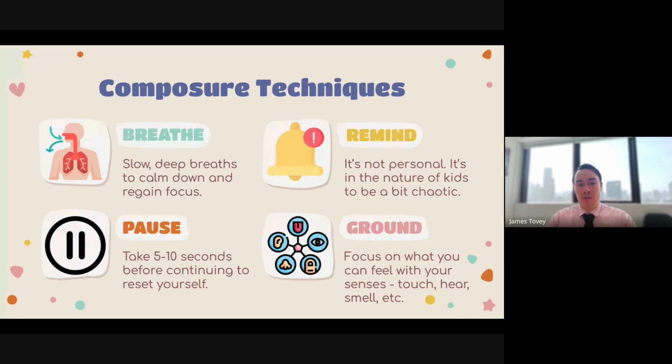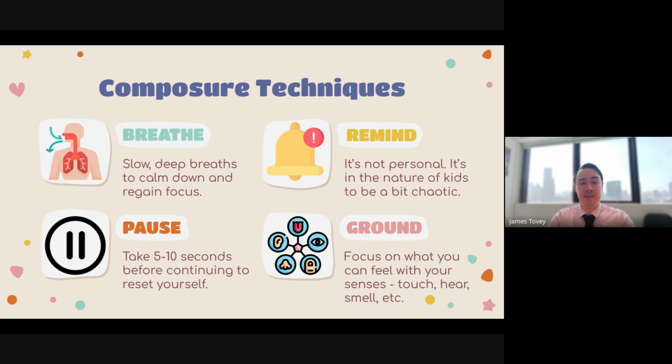And ground yourself. So focus on what you can feel with your senses. Your sense of touch, your hearing, your smell, your sight. These sort of exercises you can play in your mind are really good to actually compose yourself. Because really, if we're all being honest as teachers, there are times that our students can really get on our nerves. And it's important to just not take it out on them. So find ways in the moment to compose yourself if that is one of the issues you may potentially face.